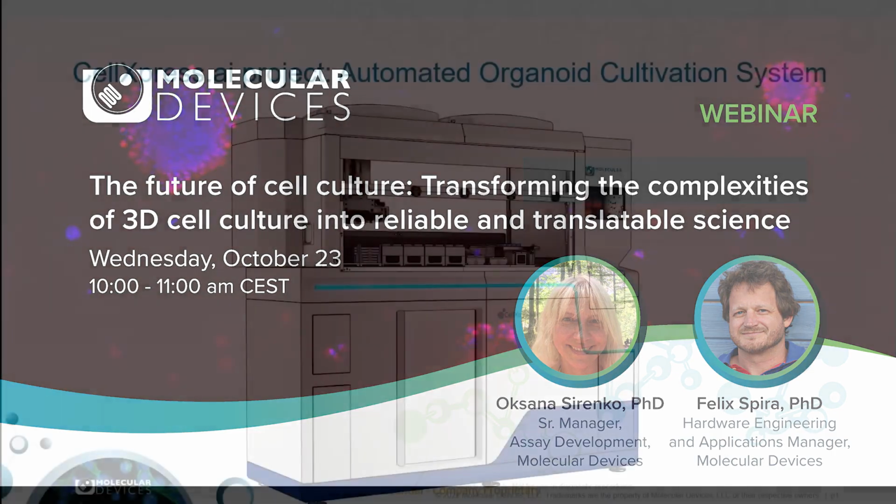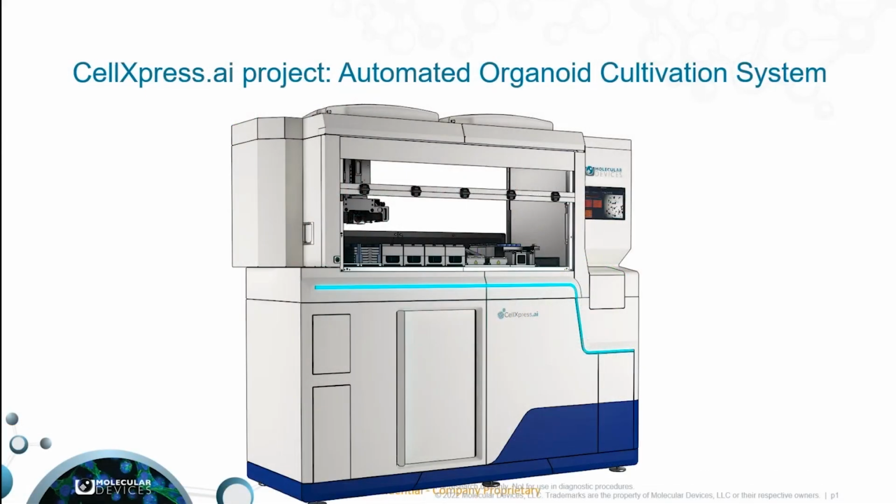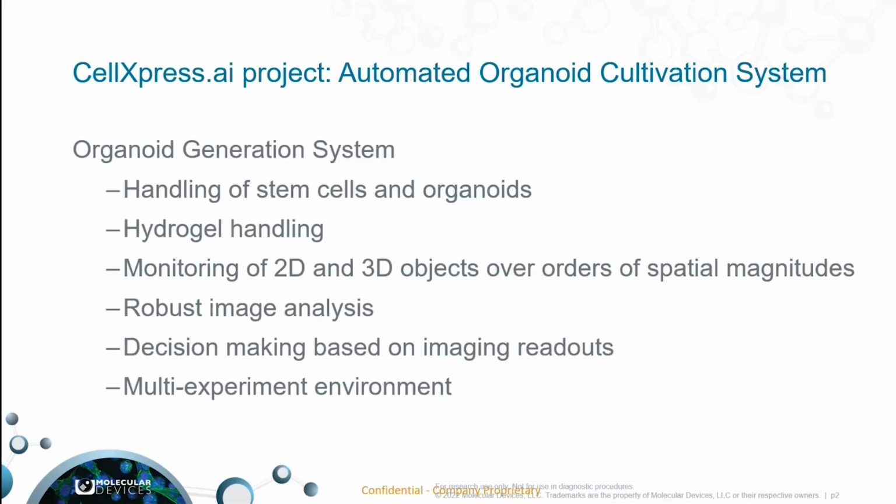Thank you very much for the introduction. I'm going to talk a little bit more about the hardware of the system and also some applications. When we started the development of the CellXpress.ai, we needed to combine many different workflows into a single machine. And I listed the guiding stars of our system development. The system should and is able to handle both stem cells and organoids.